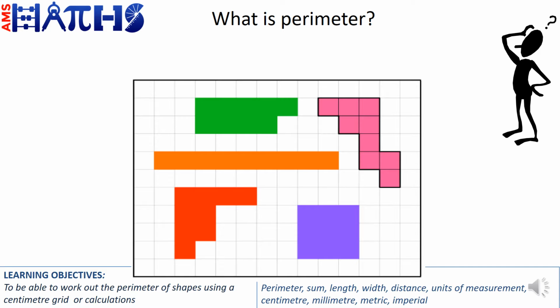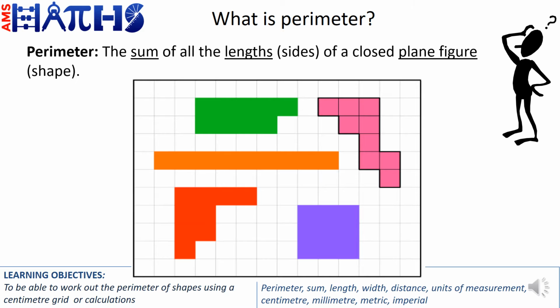We are going to now look at the definition for the perimeter of a shape. The perimeter of a shape is found by calculating the sum of all the lengths or sides of a closed plane figure or a closed shape.